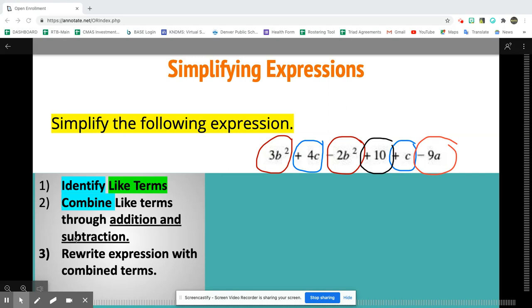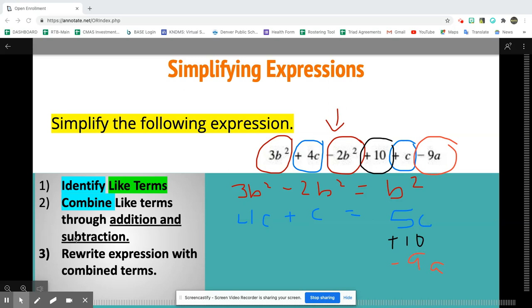So 3b squared, I want to do 3b squared minus 2b squared. Remember, I figured out what math I'm doing by looking at the operation in front of my term, which gives me just b squared. I want to combine my c, so I have 4c plus c, which equals just 5c. And then as you can see here, I don't have anything to combine the 10 with, and I don't have anything to combine my 9a with. So those stay exactly the same.